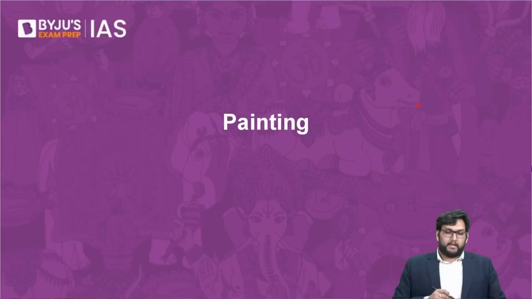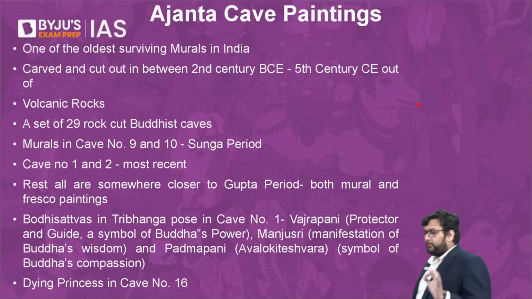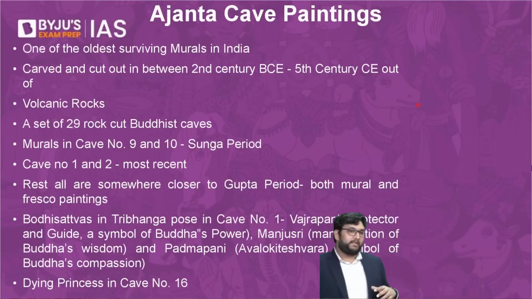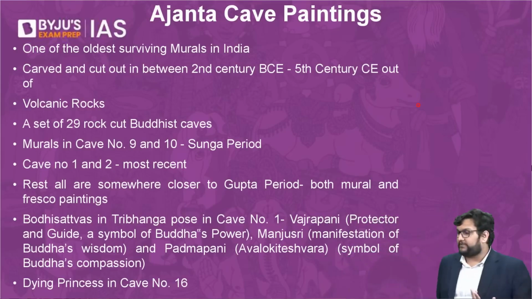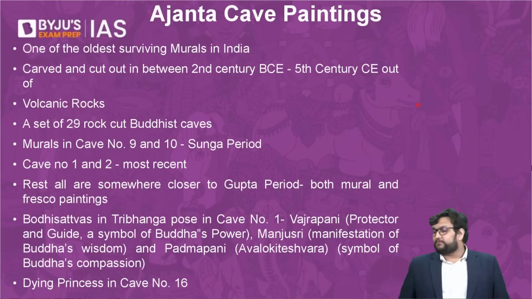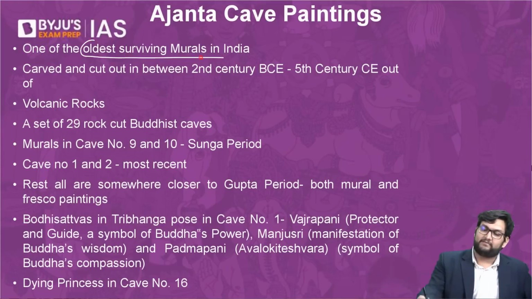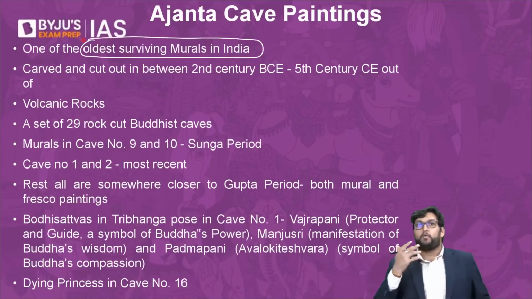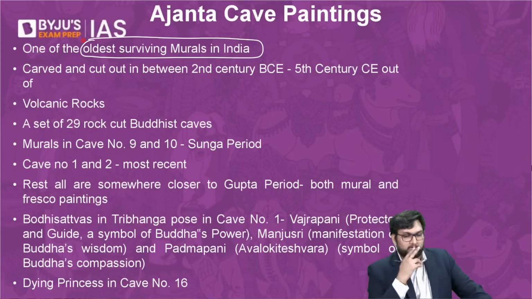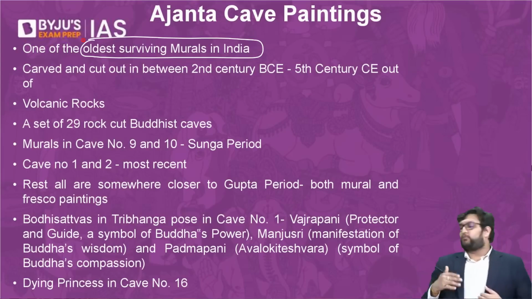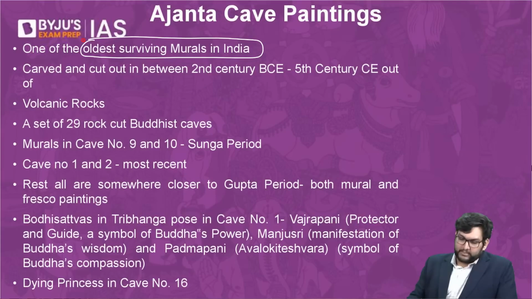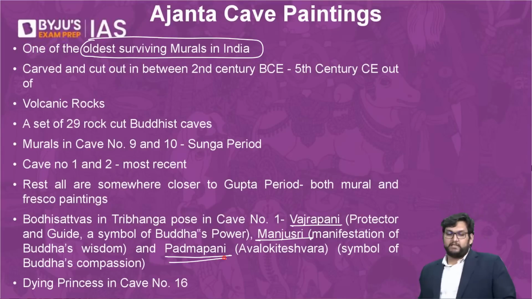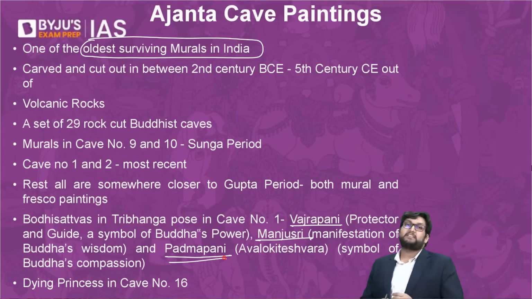Now, the first proper painting which we saw in the form of murals or cave paintings, other than prehistoric paintings, comes from Ajanta. We already know Ajanta is the oldest surviving mural tradition in India, with the oldest Buddhist caves also. In this, you have multiple images of bodhisattvas or Buddha. For example, you have Vajrapani, Manjushri, and Bodhisattva Padmapani, all in cave number 1, which is considered very important.